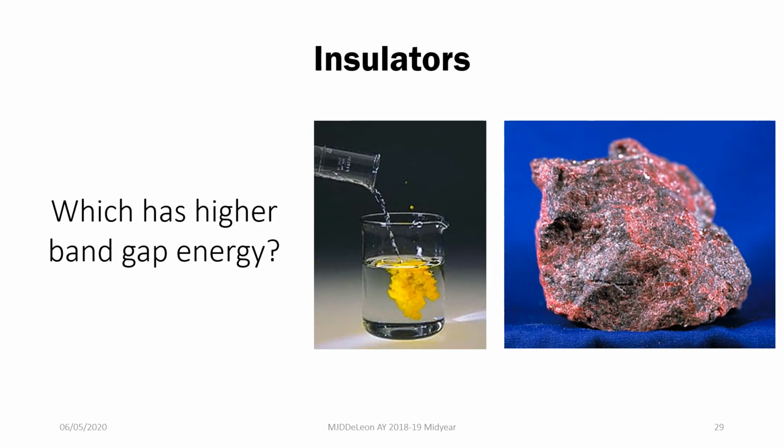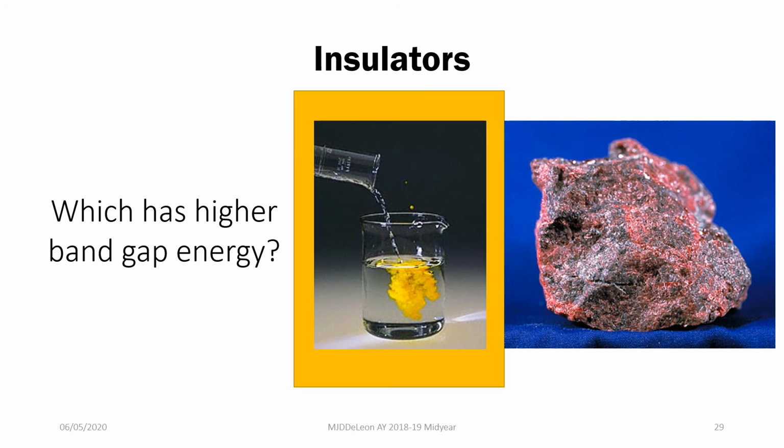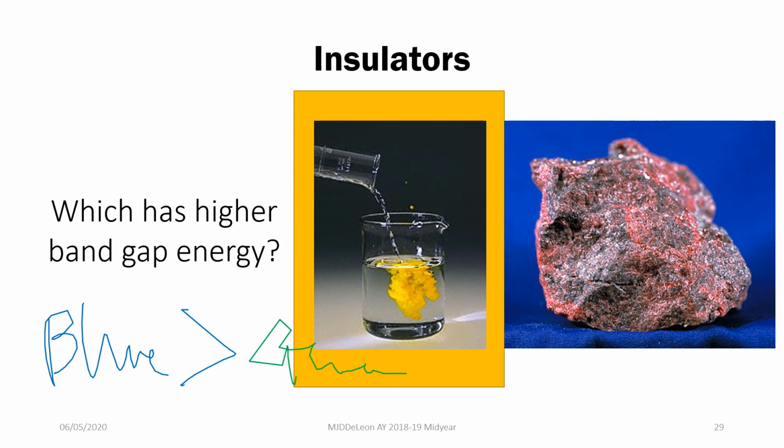So by comparing the colors of our insulators, we can actually infer which between cadmium sulfide and cinnabar has a higher bandgap energy. So in this case, we can see that cadmium sulfide would have a higher bandgap energy since it absorbs a higher energy of light. So si cadmium sulfide kaya niya mag-absorb ng blue, which is more energetic than green light. So blue is more energetic than green light. So cadmium sulfide would have a higher bandgap energy.